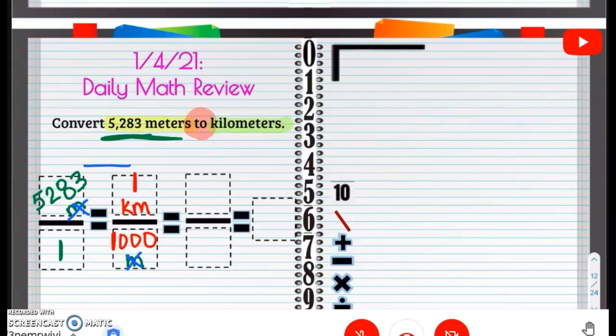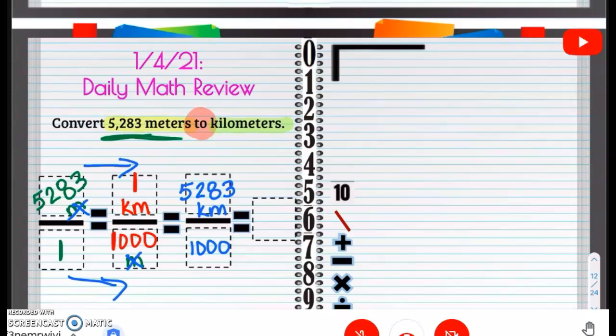And now we're going to multiply straight across. In our denominator, 1 times 1,000 is 1,000. 5,283 times 1 is 5,283. And we're going to also keep that kilometers, the km.